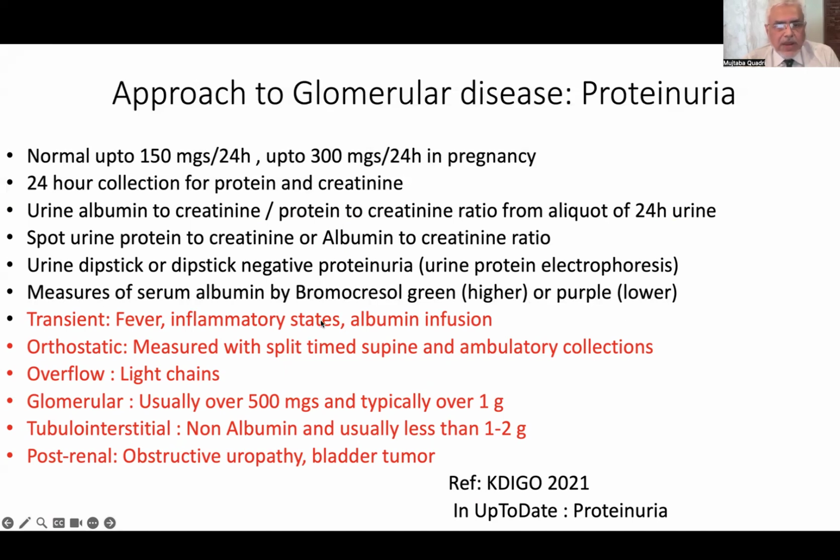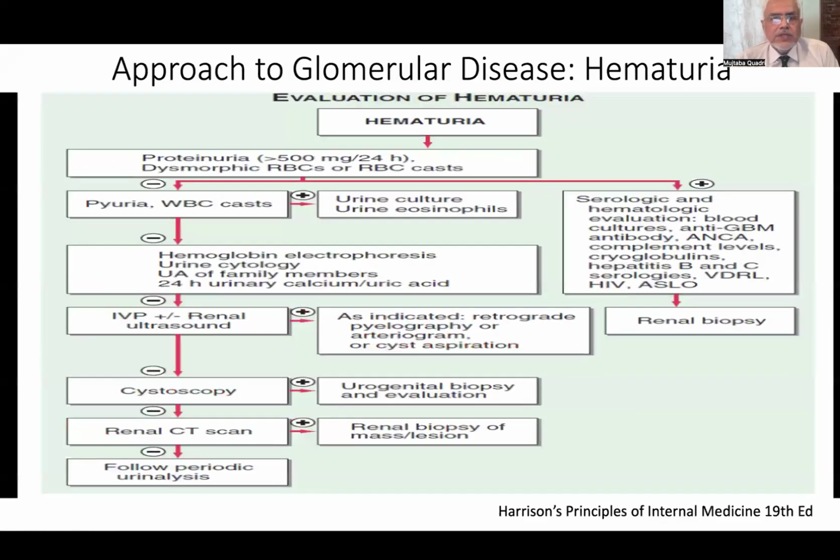Transiently, with fever, inflammatory states, or albumin infusion, you can get proteinuria. You can get orthostatic proteinuria in those who are basically ambulatory most of the time, and the timed supine sample obviously falls within the normal limits for that particular time period. You can have overflow proteinuria with light chains. Glomerular proteinuria is typically over 1 gram, whereas tubulointerstitial is typically less than 1 gram.